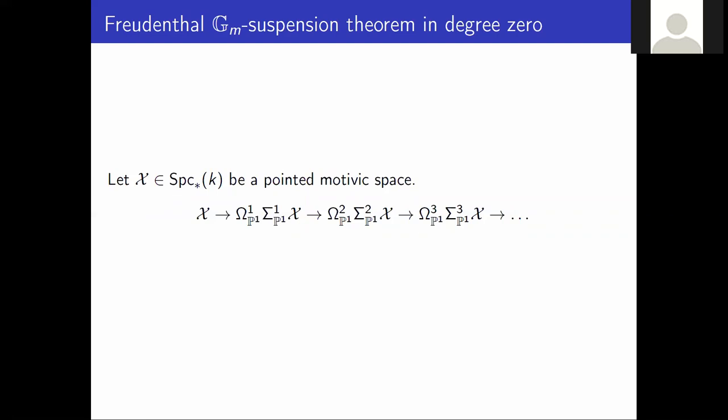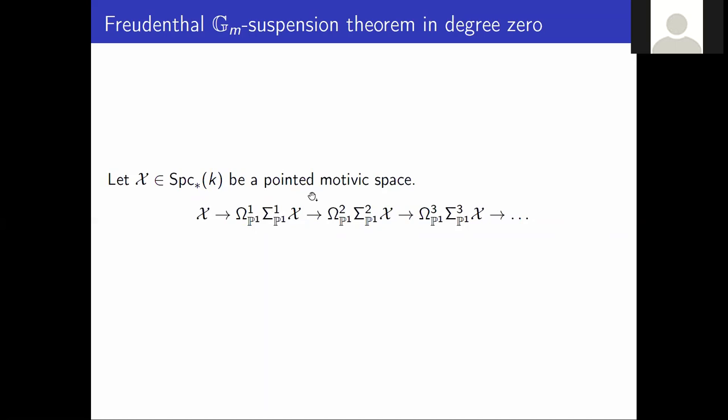So the idea is that in classical homotopy theory, if you consider a nice topological space, you can look at this sequence of loop suspensions, and the purpose is to take these colimits and obtain some kind of stabilization. In classical topology we have what we call the Freudenthal theorem, which states that this sequence stabilizes after a finite number of steps. On the right, you have the colimits, but you can prove that after a finite number of steps, the sequence is stationary.